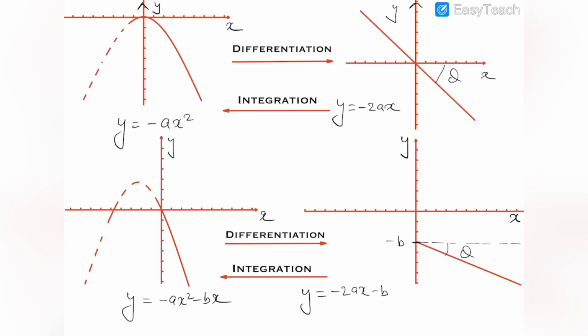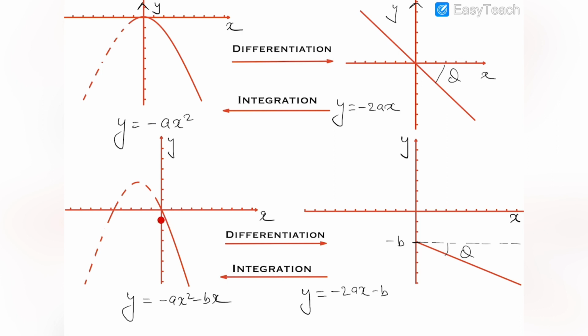Now if this parabola is opening in the downward direction, let us assume the equation y is equal to minus ax square. If we differentiate this equation, it would be y is equal to minus 2ax, and hence it is the equation of a straight line passing through the origin, drawn in the fourth and second quadrants, because if x is positive, then y would be negative and vice versa. So if a parabola is opening in the downward direction, there would be a straight line going down and passing through the origin. And the reverse is also true for integration.